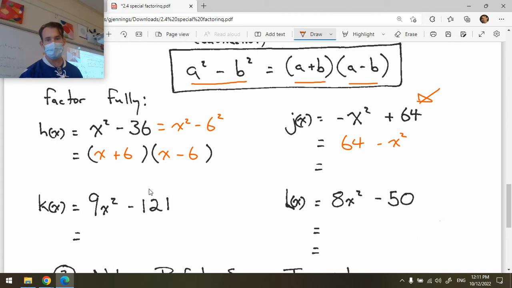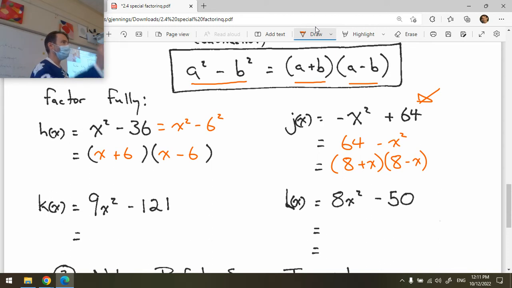So this one will factor this way. 8 plus x multiplied by 8 minus x. Okay, that's way number one to conquer a problem like this. Let me show you way number two.